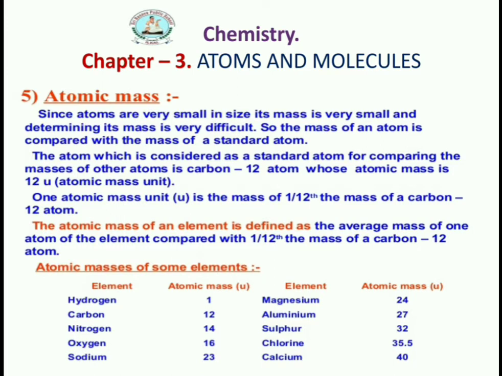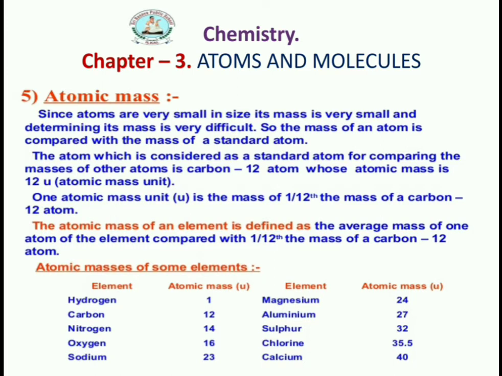The atomic mass of an element is defined as the average mass of one atom of the element compared with 1/12th the mass of a carbon 12 atom. Here a few examples are given of atomic masses of some elements.